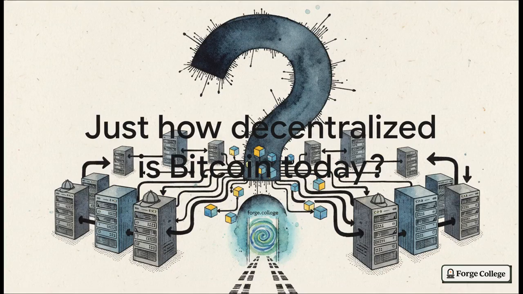Which leaves us with one massive, looming question. If security relies entirely on hashpower distribution, just how decentralized is Bitcoin today? That is exactly the question we'll be tackling in our next explainer.